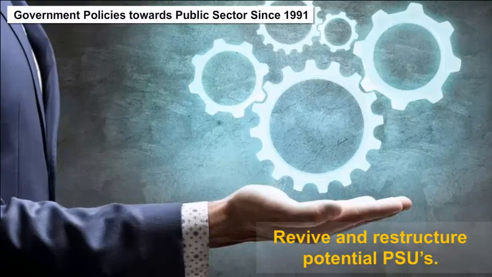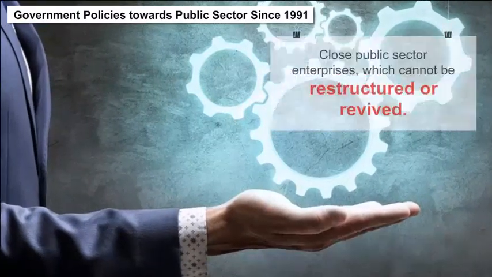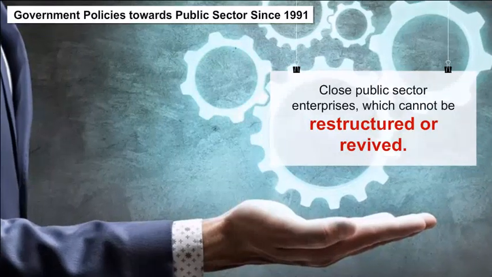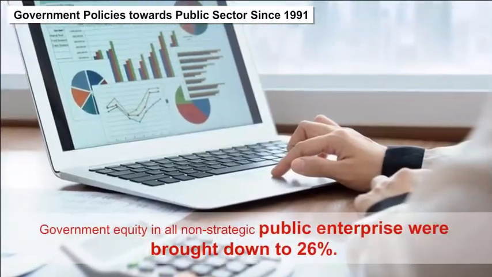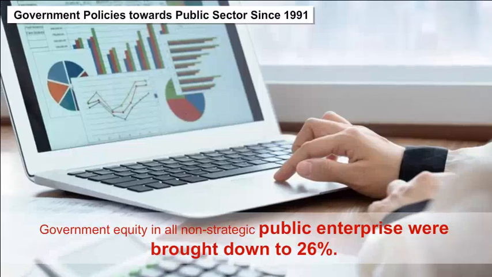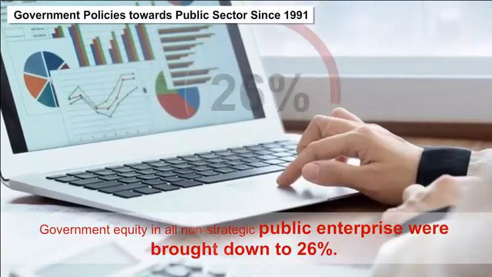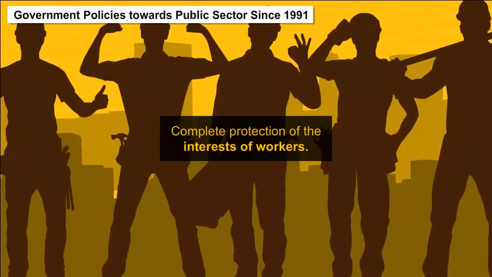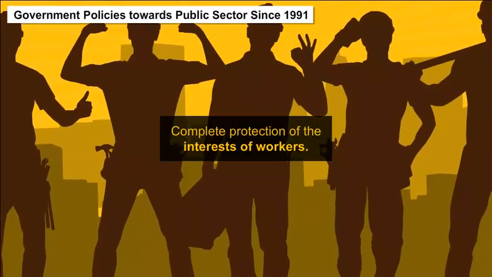Revive and restructure potential PSUs, and close public sector enterprises which cannot be restructured or revived. Government equity in all non-strategic public enterprises was brought down to 26%. Complete protection of the interests of workers.